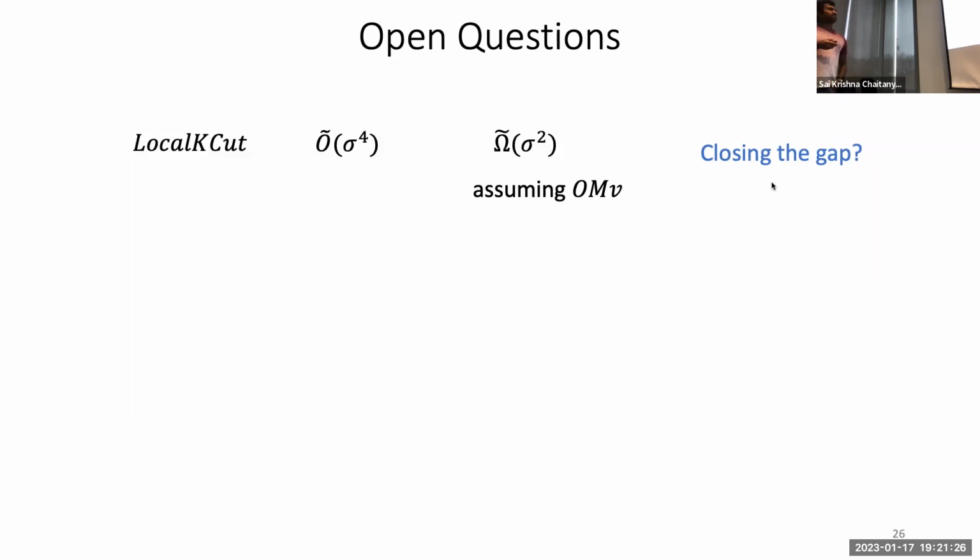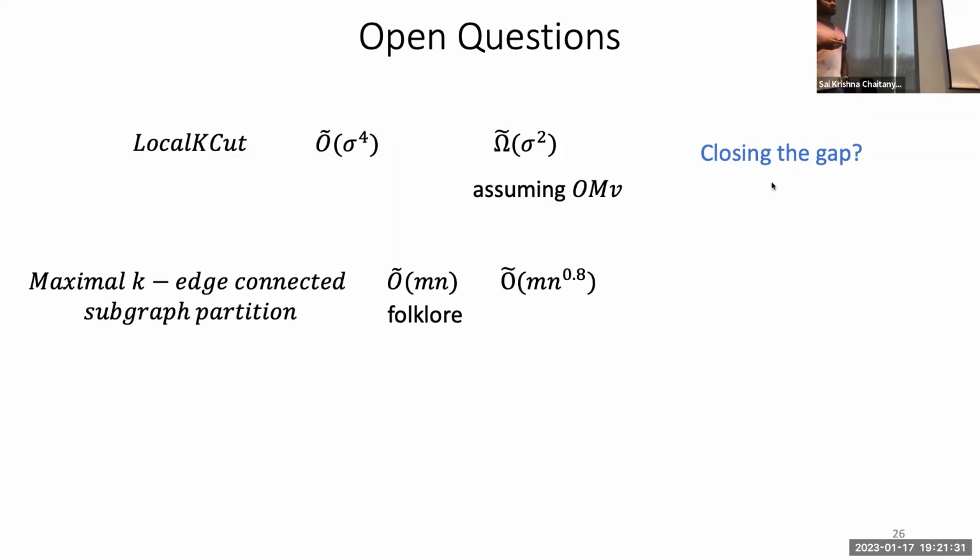So the open questions: we have seen the local k cut problem, and we have seen an O tilde sigma power 4 algorithm. We already saw that this is just being sloppy here, with the minus epsilon removed. Assuming OMv, we have an omega tilde sigma square lower bound, so closing this gap is one open question. If we close this gap, then the exponent actually reduces, because instead of sigma power 4 we get sigma square, and that gives a better algorithm.